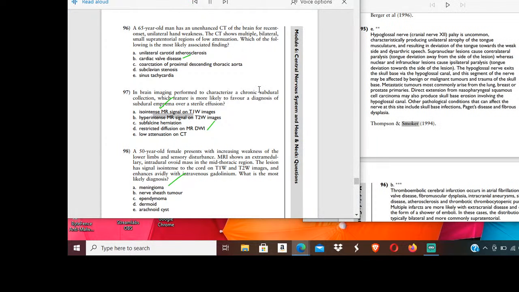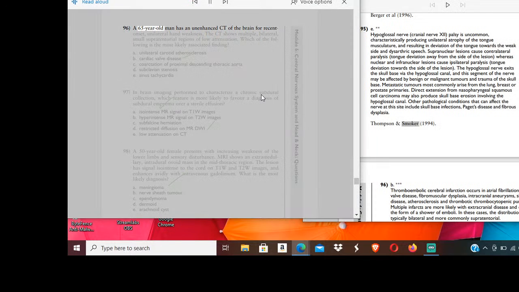96. A 65-year-old man has an unenhanced CT of the brain for recent onset, unilateral hand weakness. The CT shows multiple, bilateral, small supratentorial regions of low attenuation. Which of the following is the most likely associated finding?